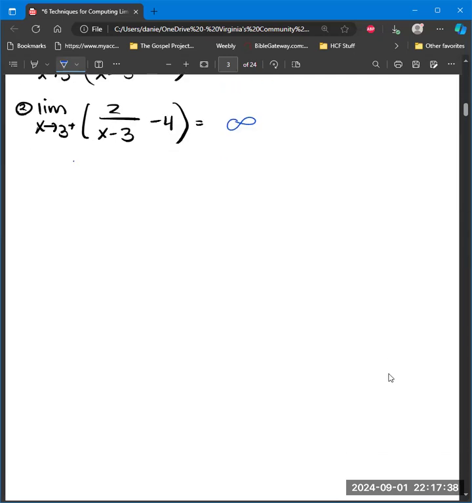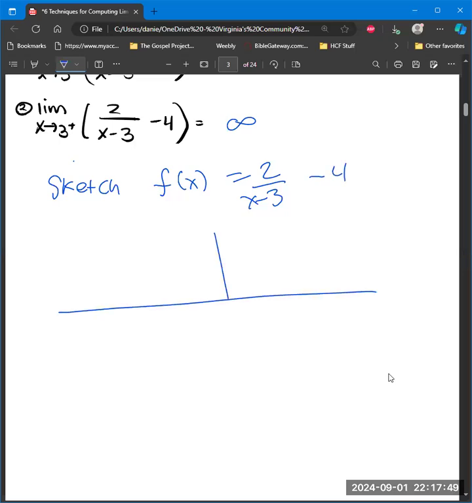If we want to sketch the graph of f of x is equal to 2 over x minus 3 minus 4, we're going to have a horizontal asymptote at -4. We're going to have a vertical asymptote at 3. To the right, we're going to positive infinity.